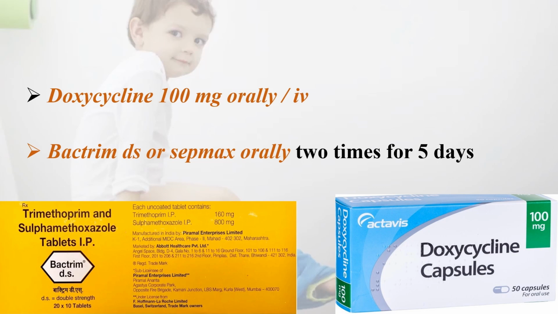Or you can use doxycycline 100 mg orally or IV. Another choice is Bactrim DS, Septran orally 2 times for 5 days. Bactrim DS contains trimethoprim and sulfamethoxazole.